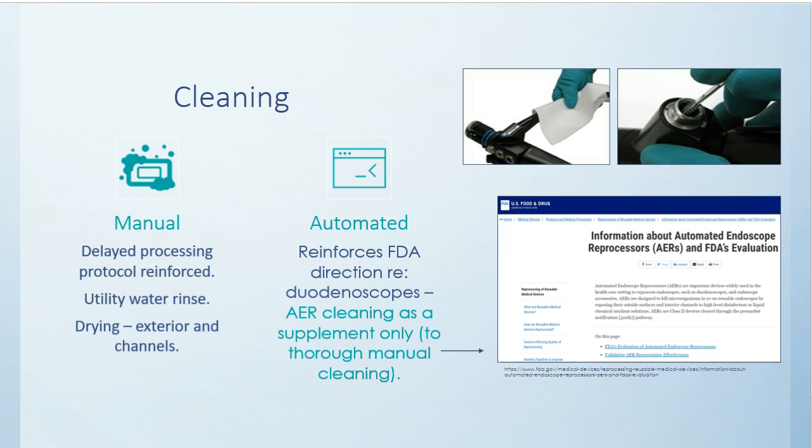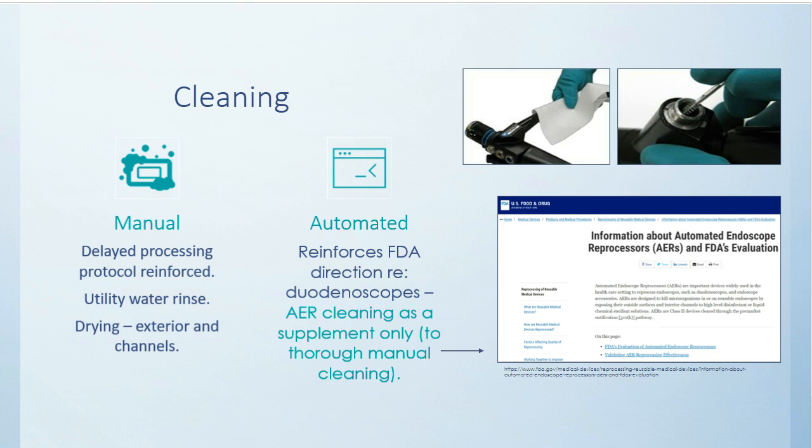And then the reason that we have on the lower right of the screen the reference to the FDA document, when it comes to duodenoscopes, the FDA recommendations are reinforced within ST91, that AER cleaning cycles are only a supplement to thorough manual cleaning. Again, that's duodenoscopes. That FDA reference document is shown here. Next slide, please.